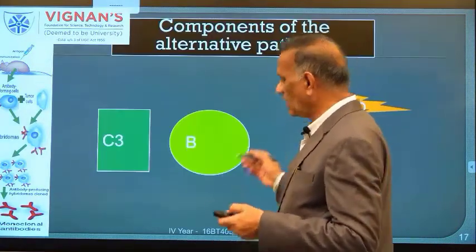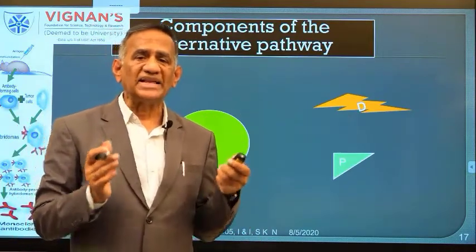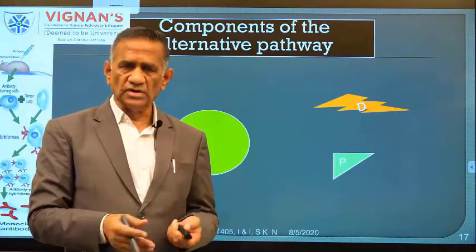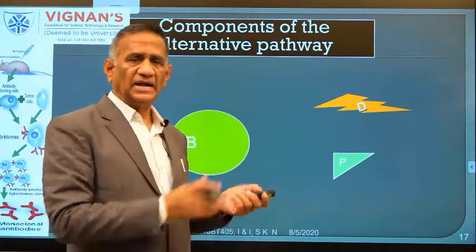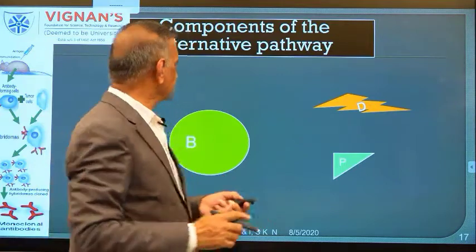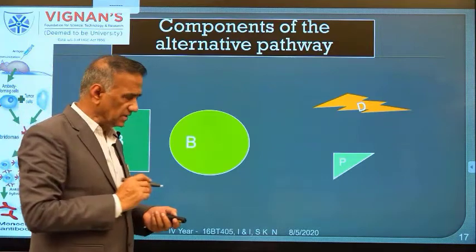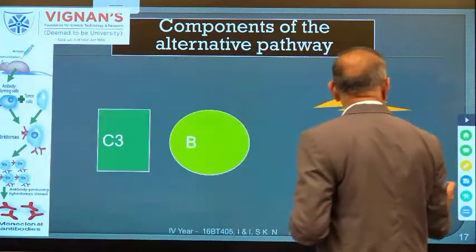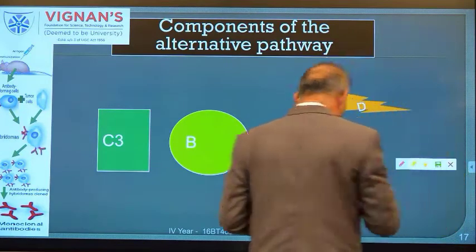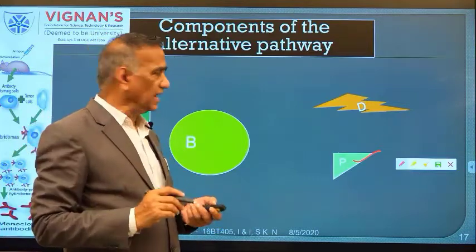Now let us see the components involved in the alternative pathway. Hitherto we have seen the components of the classical pathway: C1QRS, C2, C4, C3. Ultimately we ended up with C5 convertase. Here also we will end up with C5 convertase. In the alternative pathway, C3 comes again, factor B comes, and properdin factor. Remember, properdin factor is a most important aspect of the complement system. Its deficiency leads to illness.